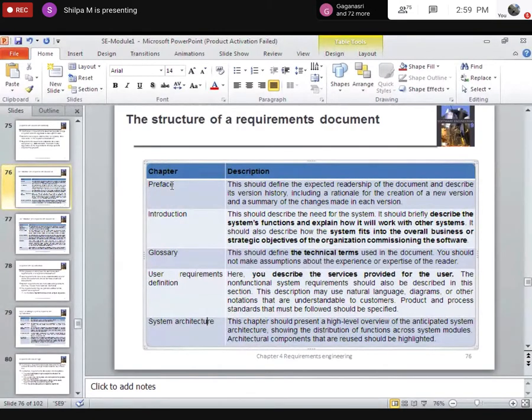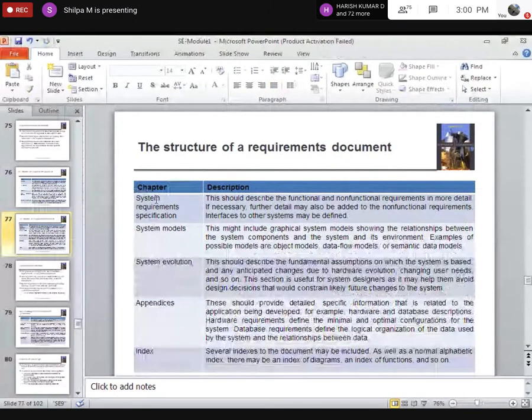So, did you understand what is preface? It is like heading, introduction, main, why, what is the system, function, why you are developing it, those things. Glossary, technical terms. This is user requirements. So, next is architecture.